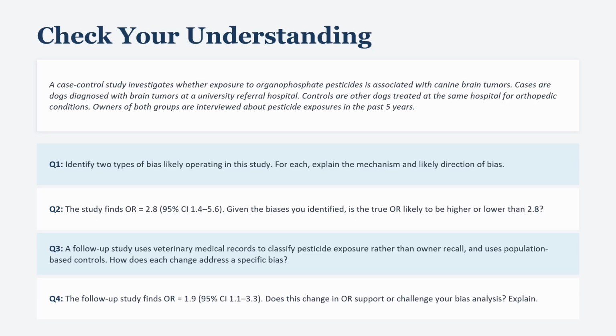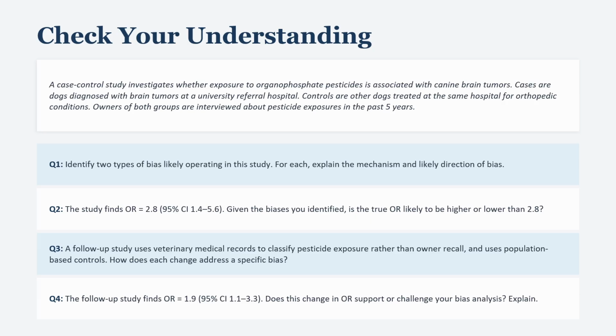Using veterinary medical records for exposure classification addresses recall bias. Records don't depend on owner memory and are collected without knowledge of future disease status. Both exposed and unexposed animals' records were created before the outcome occurred, making differential misclassification much less likely. Using population-based controls addresses Berkson's bias. Controls are no longer selected from a hospital population with its own selection pressures. Population-based controls are more representative of the dogs from which the brain tumor cases arose, making the comparison more valid.